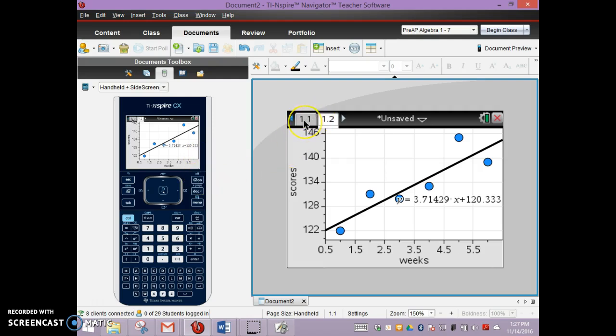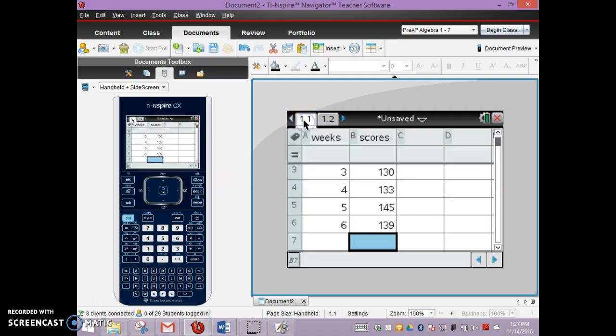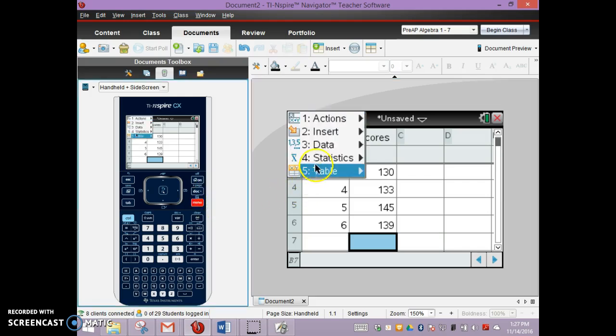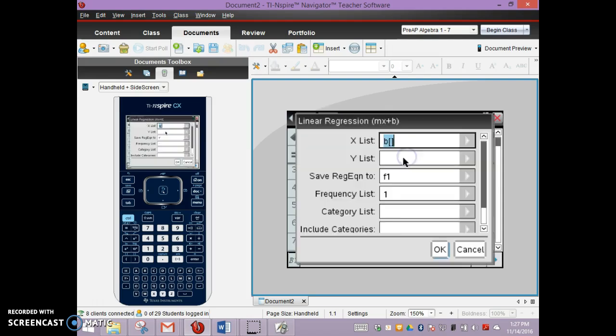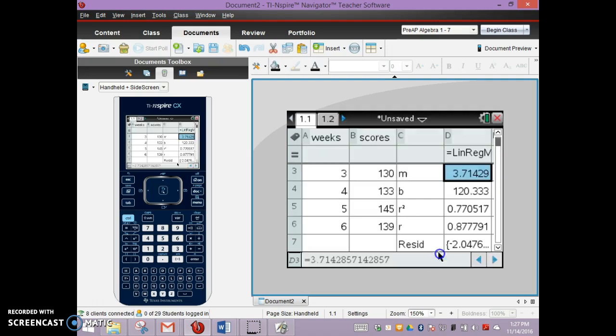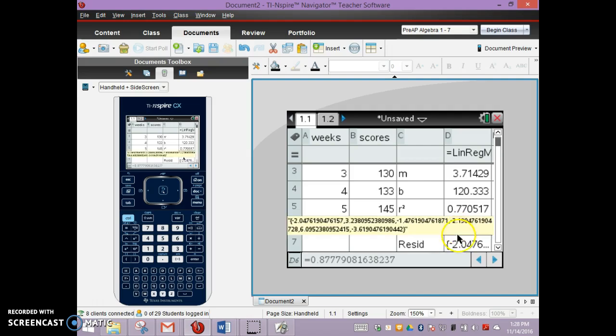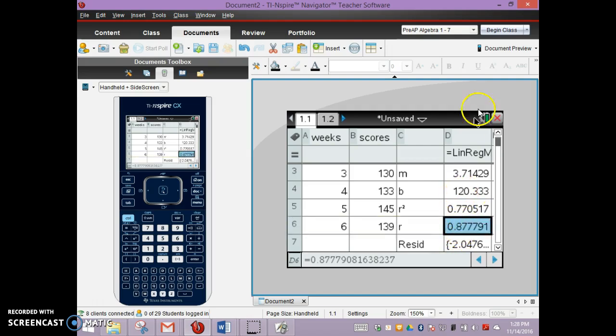It says to find the R value, so I'm going to go back to this page. I'm going to go to Menu, Stats, Stat Calculations, Linear Regression, mx plus b. I have to change this to my X, and this to my Y, and then my R value is 0.877. So that is showing us a pretty strong positive correlation here. Not super, super strong, but it's definitely a strong positive.